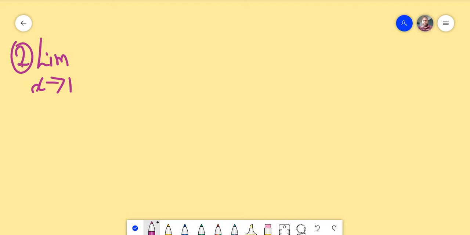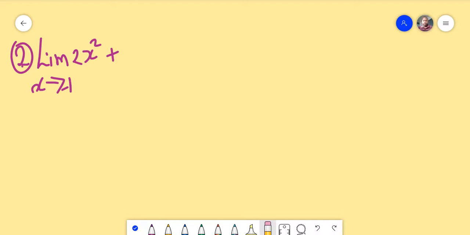As x approaches 1 of x squared plus x minus 2. Okay, just a minute, I'm trying to see something here. It's supposed to be x approaches minus 1, not 1, okay? As x approaches minus 1 of 2x squared minus x.